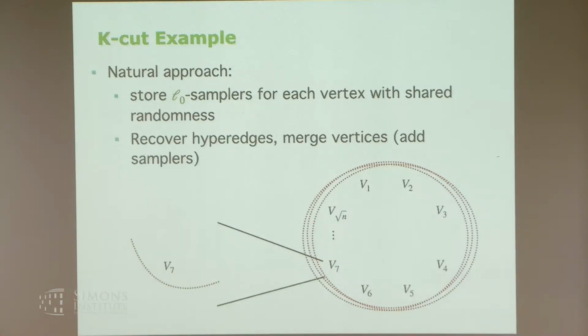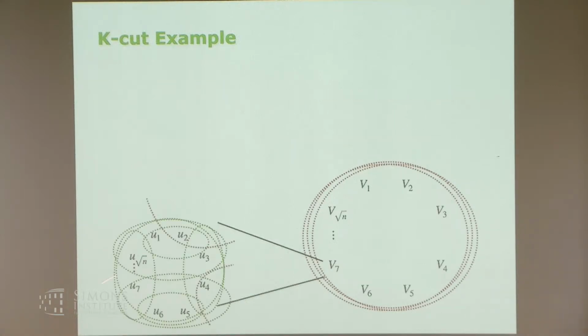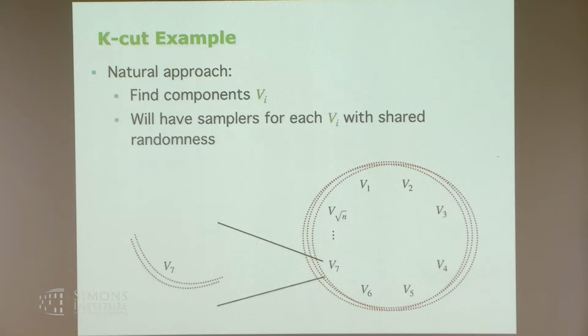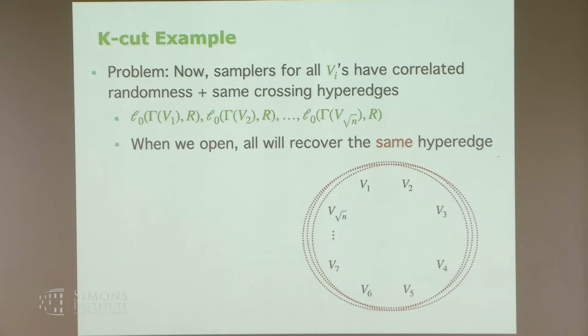Right? And now in the next round, we recovered these hyperedges. So we add all the samplers together, corresponding to these components that were uncovered. So every vertex in v7 will add together the samplers for this component. And this now gives us an L0 sampler for the entire neighborhood of this component v7. Exactly, right? So we found these components vi. Now we've added together their L0 samplers with shared randomness. And now this gives us L0 samplers for the neighborhood of each of these components. So the way I've written this is L0 of the neighborhood of v1, v2, up to v square root n.